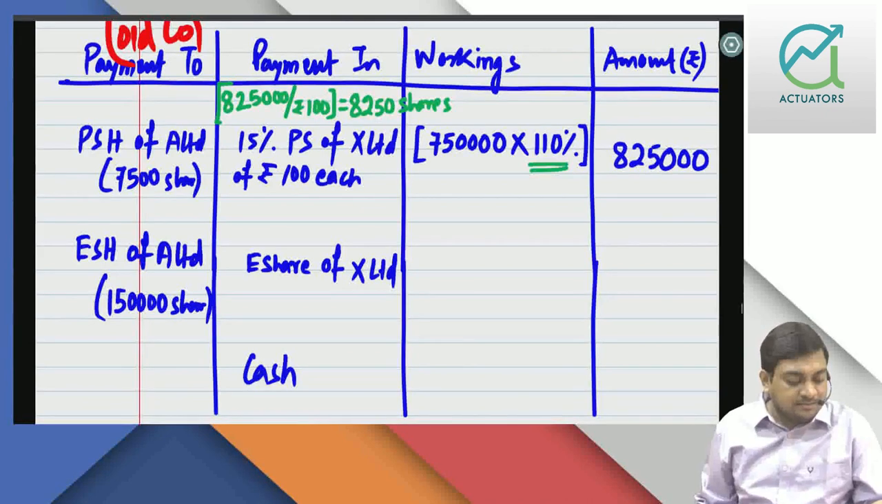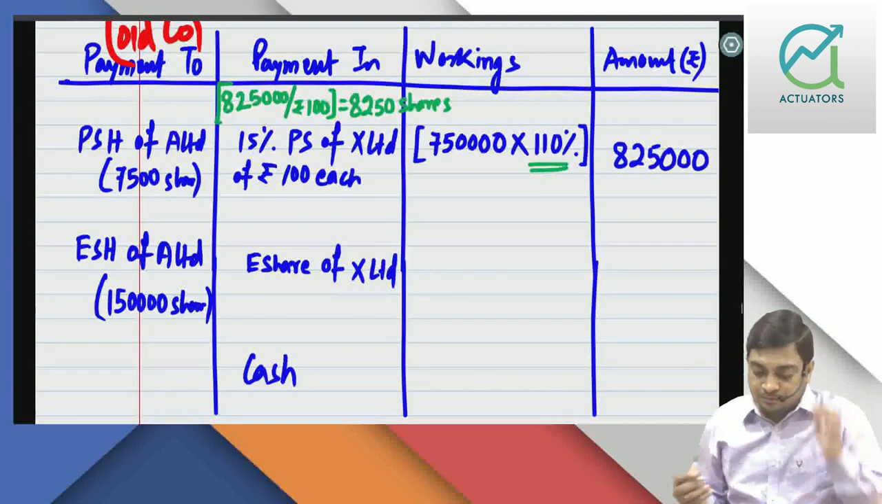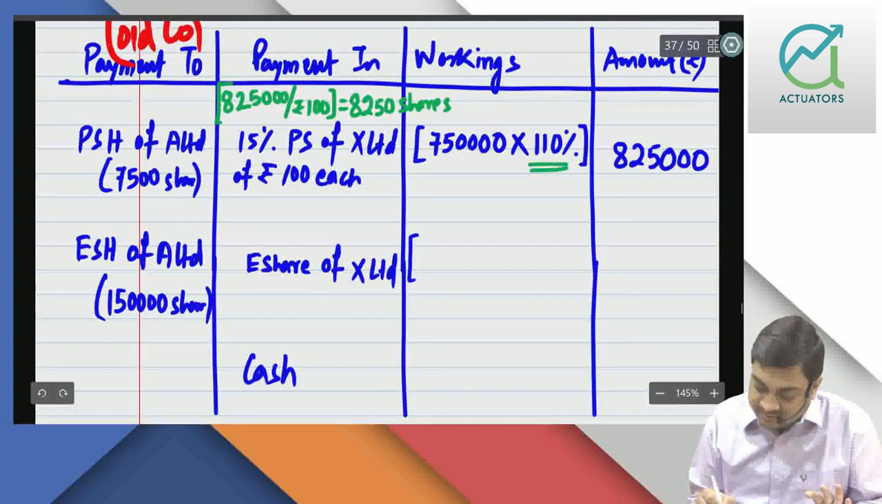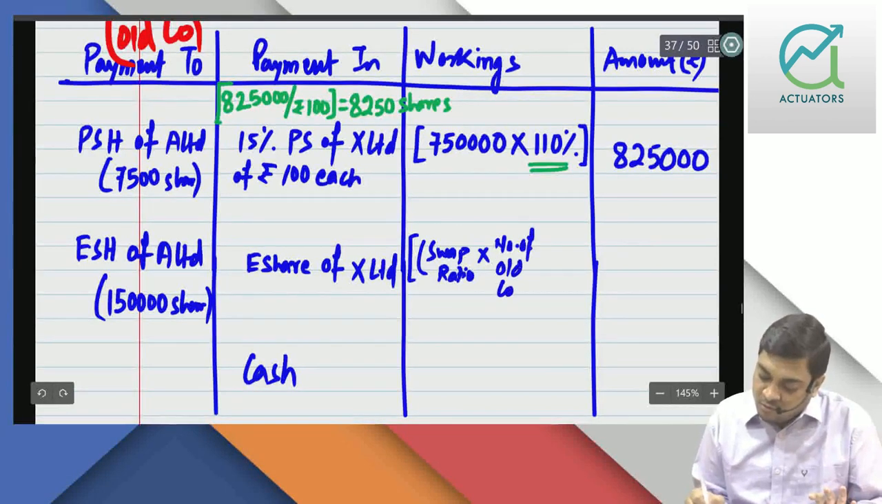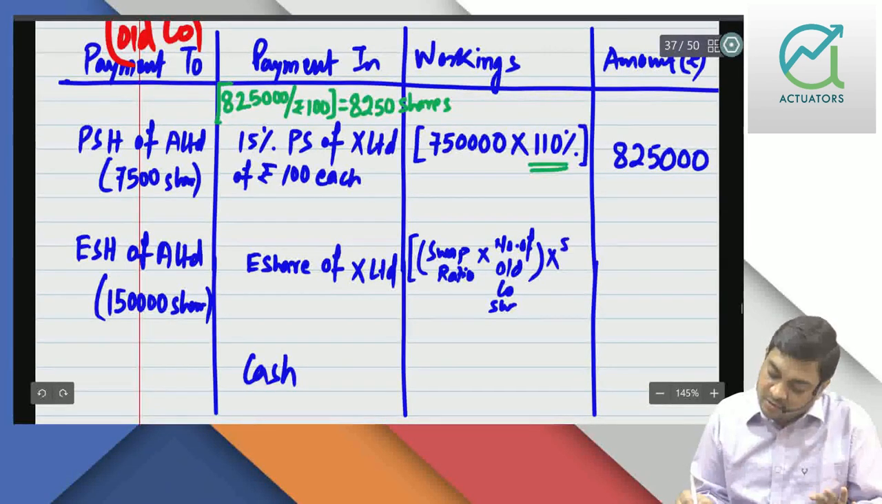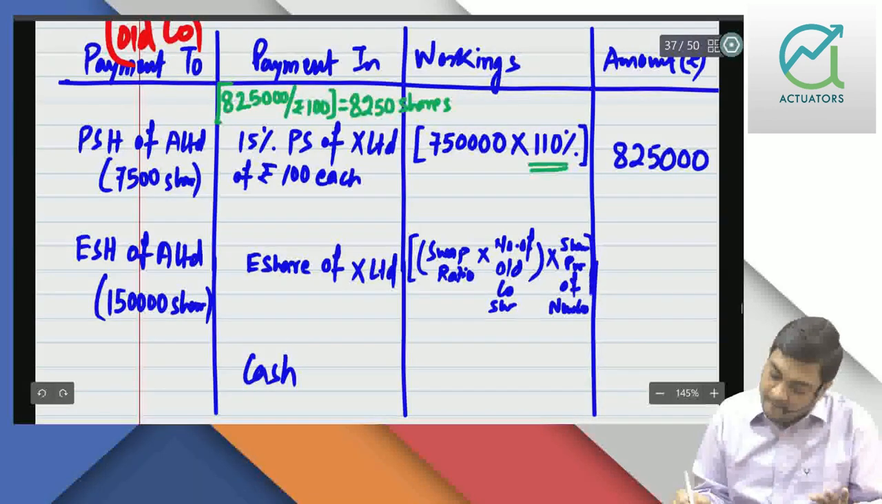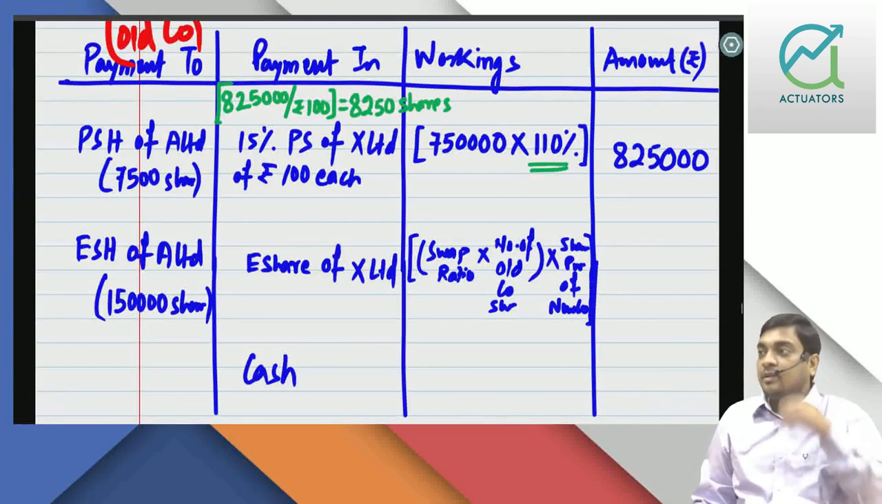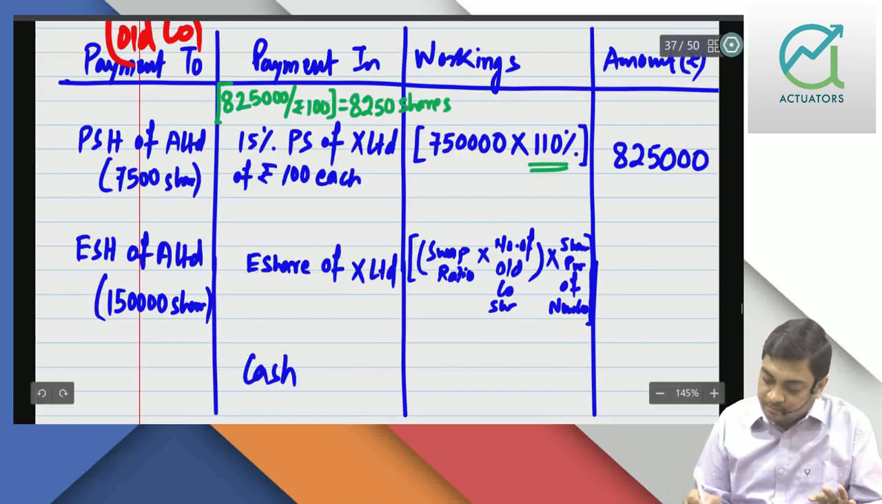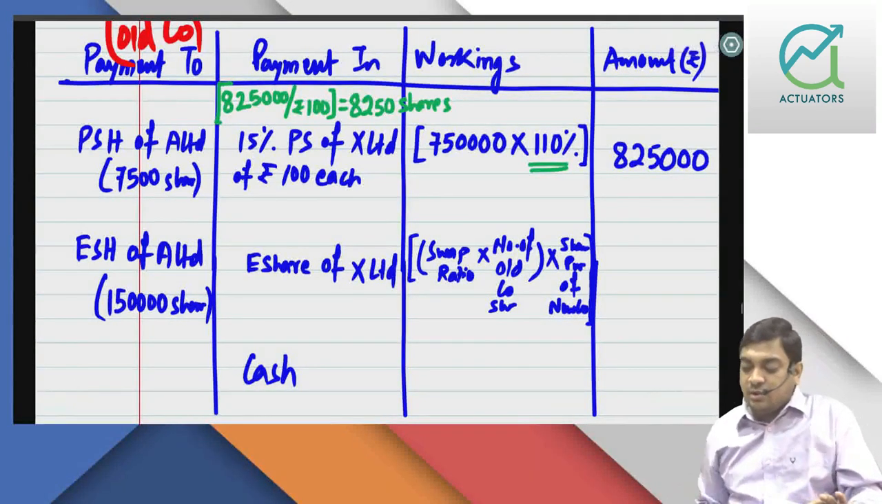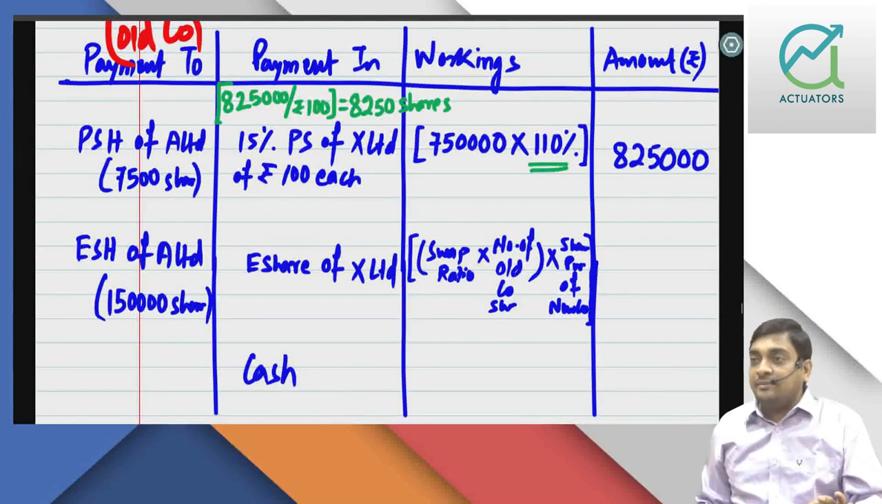So, what is the ratio mentioned? 3 shares I will give for 2. So, basically, it is like this: swap ratio into number of old company shares into share price of the new company. Right? It is basically swap ratio into number of shares of the old company into share price of the new company. Is that fine?